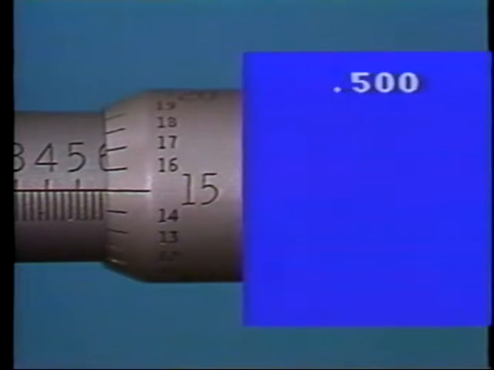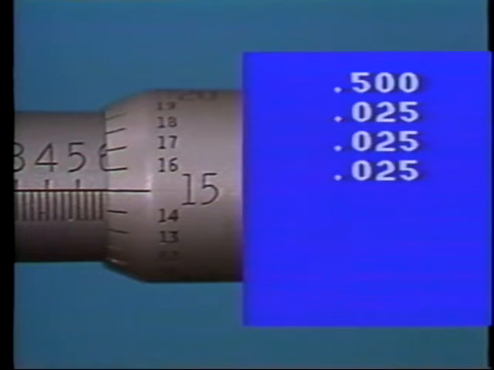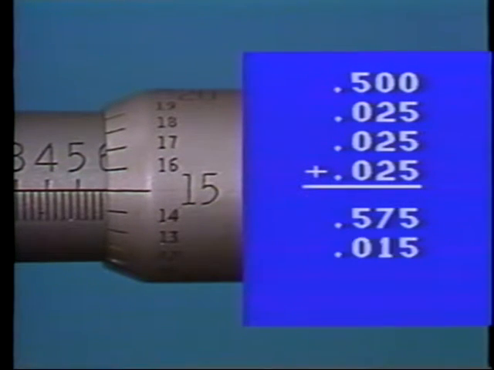In this case, the number 5 is exposed on the sleeve as well as 3 additional lines. So far, we have 575 thousandths of an inch. We see an additional 15 thousandths of an inch on the thimble for a total measurement of 590 thousandths of an inch, which would be written .590. So response C is the correct answer to the question.